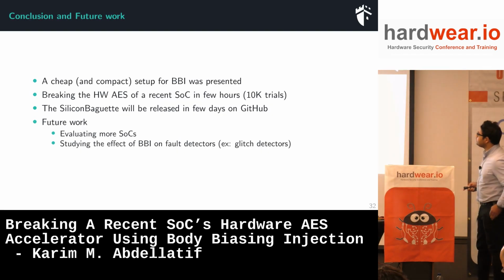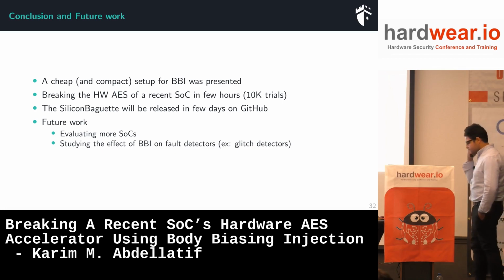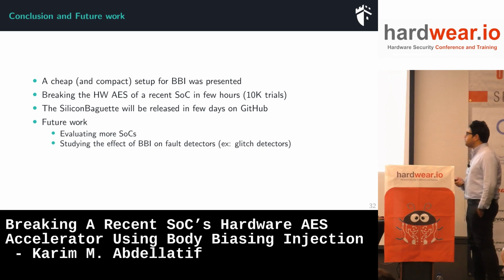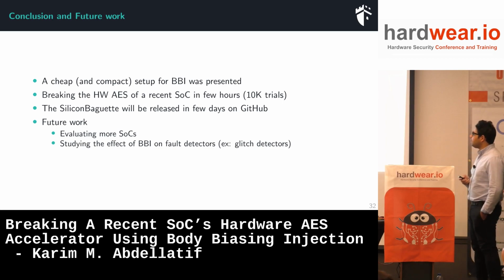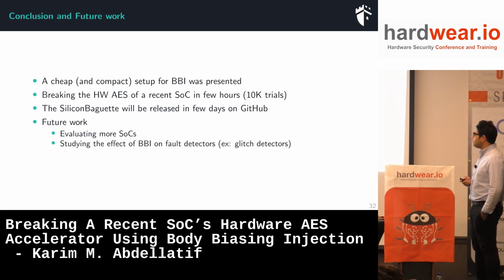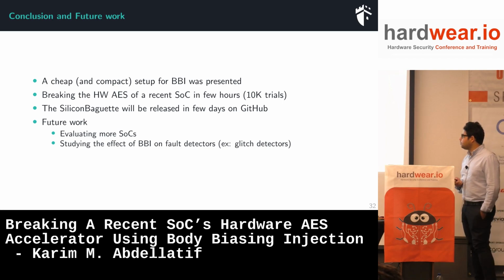So the conclusion. I already built a cheap and compact setup for BBI. I use this homemade injector to break the hardware AES accelerator of a recent SoC. I need only 10K trials to dump the overall key of the AES. The Silicon Baguette, which is my injector, I'm going to release in a few days on GitHub.